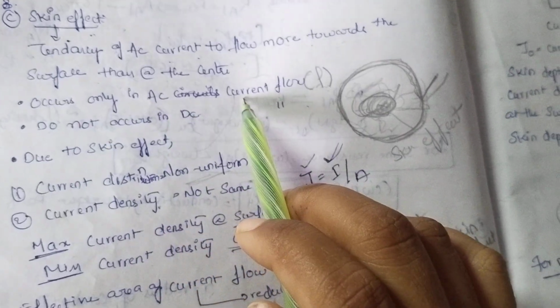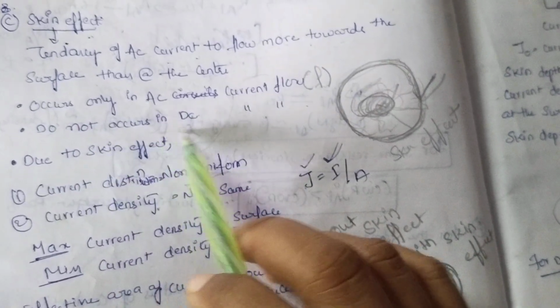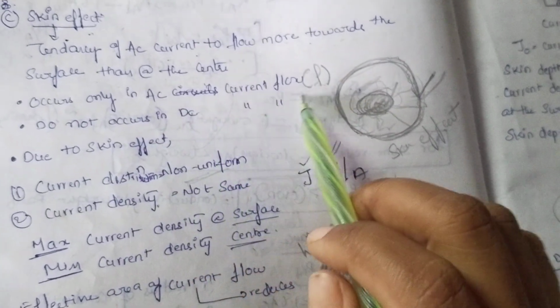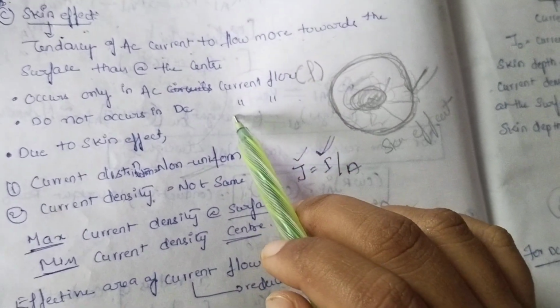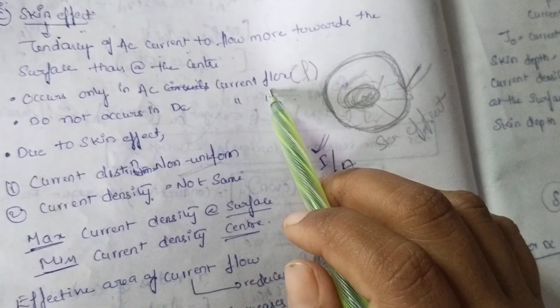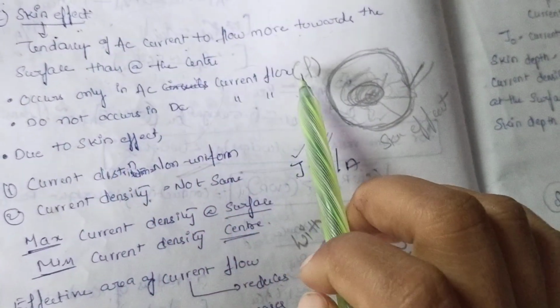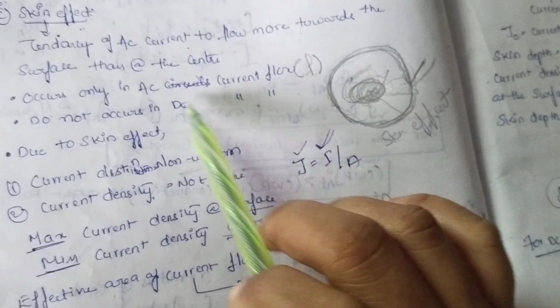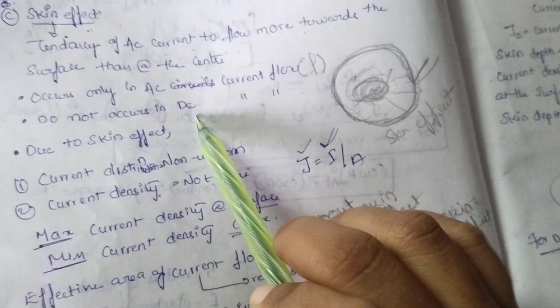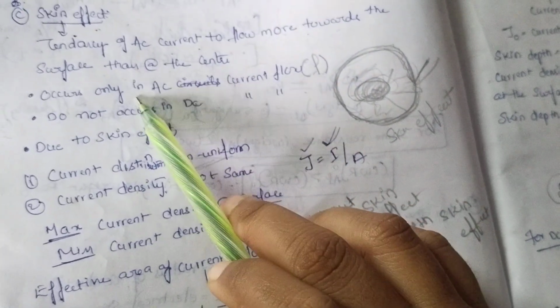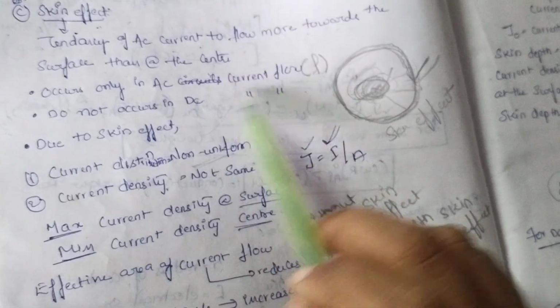It occurs only in AC current flow. It does not occur in DC current flow. I'll explain why in AC, why not in DC. Because the skin effect depends on frequency. This frequency occurs only in AC, there is no frequency in DC. So it occurs only in AC current flow.